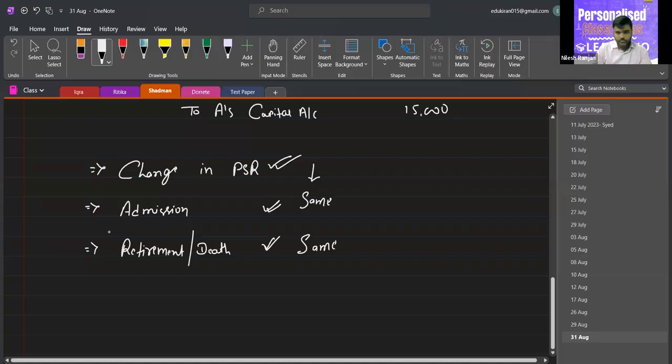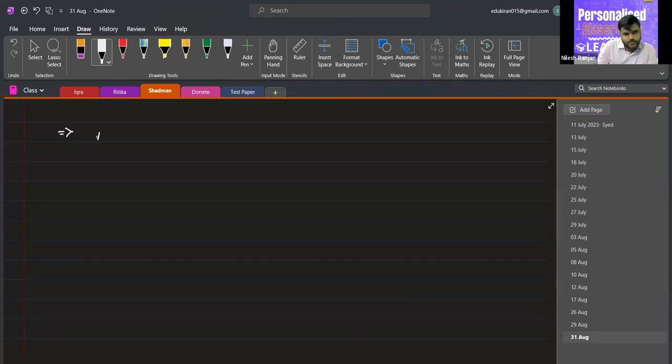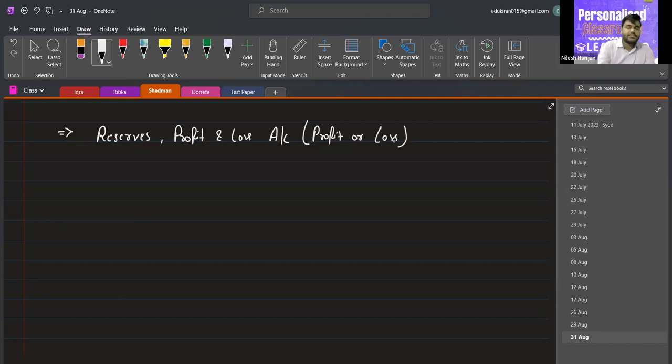Now, there are many reserves and profits or loss. So these things are given in the balance sheet.